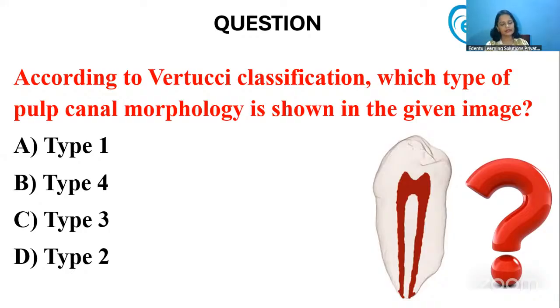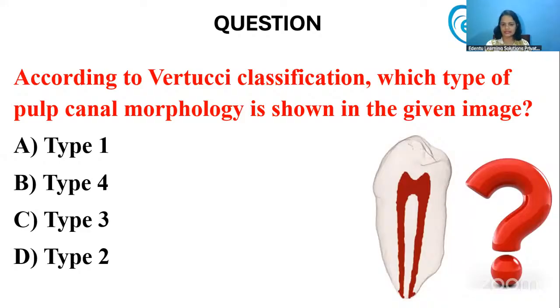Okay, so again, an image-based question. They can ask directly from an image like this, or they can give an IOPA picture and ask you to identify the pulp canal morphology. This was asked in the recent NEET MDS 2024 question paper.